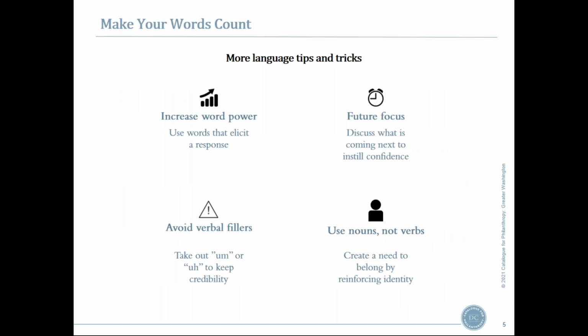A couple other language tips there. Those examples again are just a couple of the many that are out there. What words are we using and how can we make sure they're as powerful as possible? We want emotional, emotive, descriptive language that's going to elicit a response. We want to focus our appeal on some future focus, right? So folks give not as a reward for what we've done, but as an investment in what we will do.